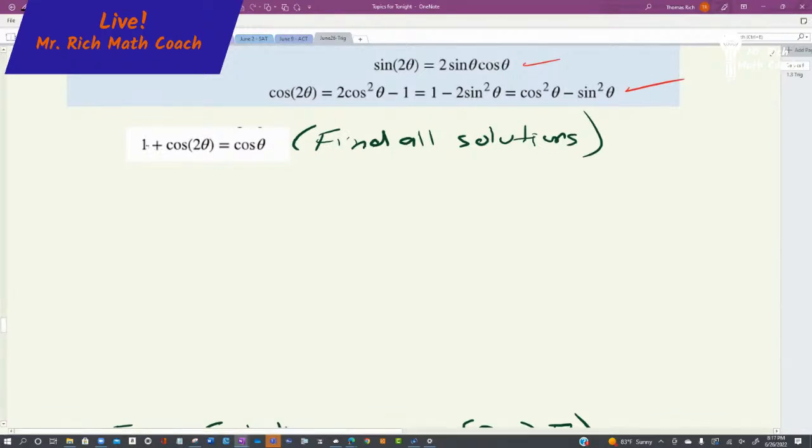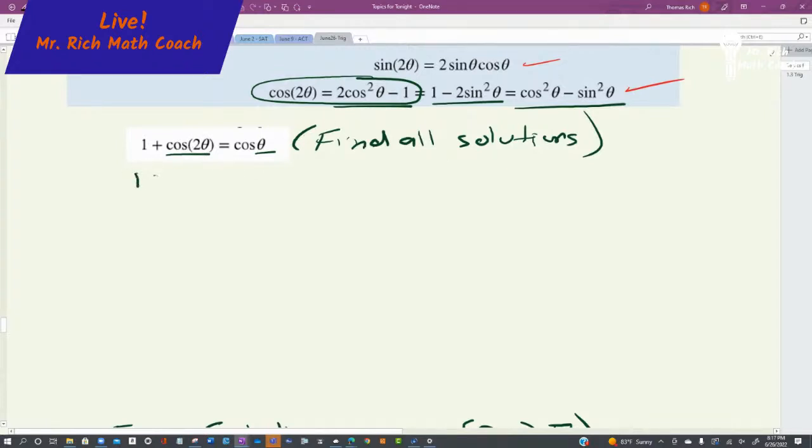Now, here I've got 1 plus cosine 2 theta equals cosine theta. And I don't want to have a different argument in my cosine. So I want to get rid of that cosine 2 theta. And I'm going to use this identity here that's going to put it in terms of cosine. Not only do I want to get rid of the 2 theta, but I also want to leave it in terms of cosine. I have 3 options on cosine 2 theta. I got one that involves cosine squared, one that's sine squared, and one that is both of them. So I'm going to use the one that converts this to cosine squared.